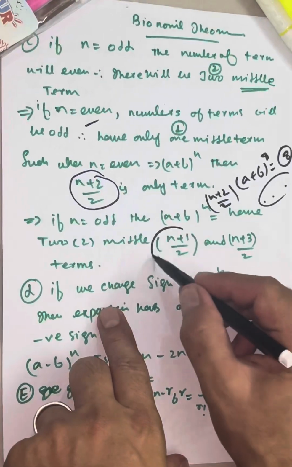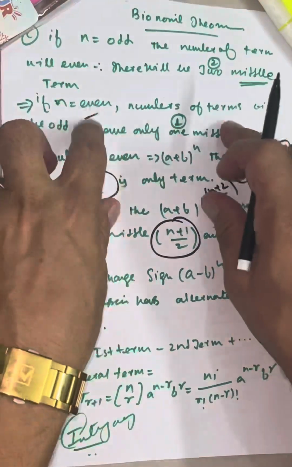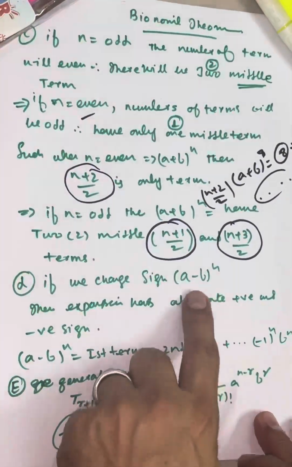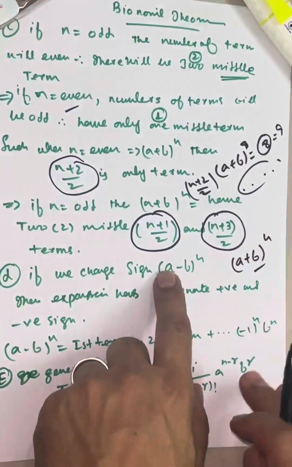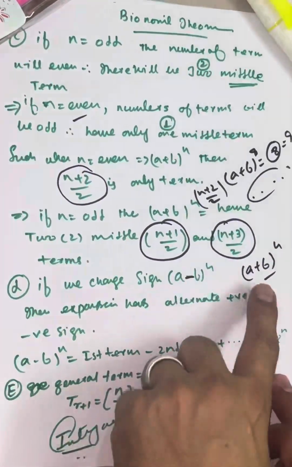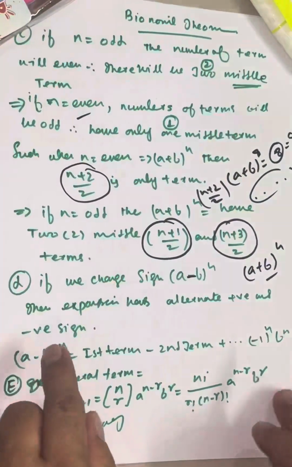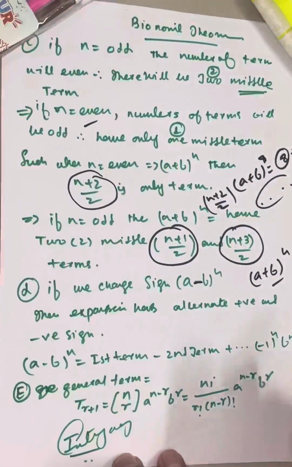n plus 1 by 2 and n plus 3 by 2 terms. It's very important, this one. And if we change the sign to a minus b, so far we did for a plus b to the power n, and now when we change from positive to minus, the expansion will remain the same. Then the expression has alternate positive and negative signs.